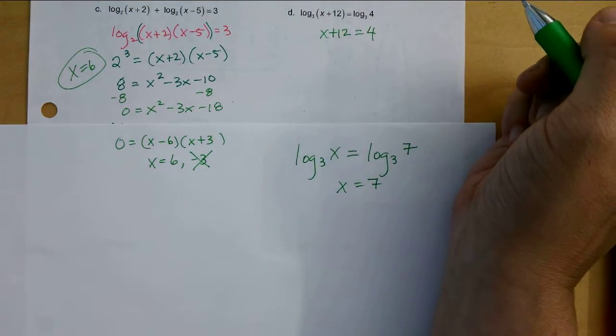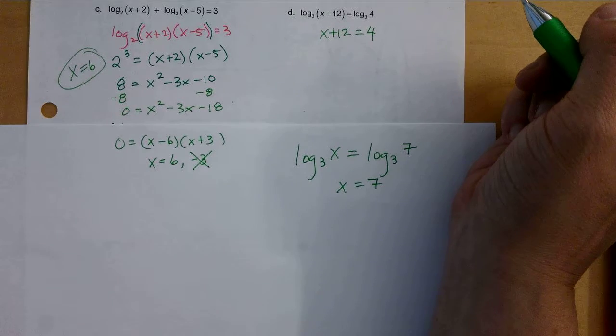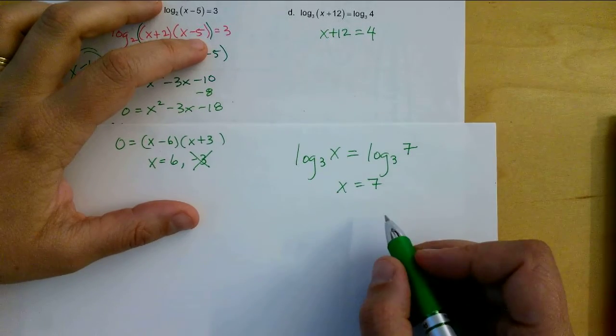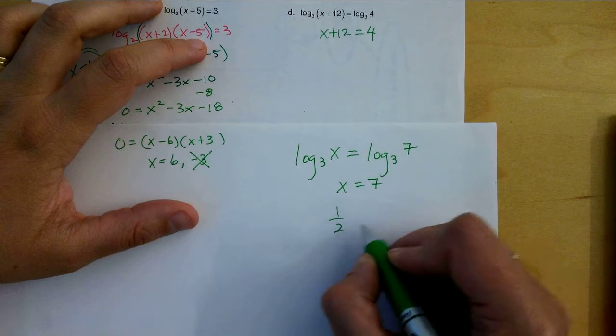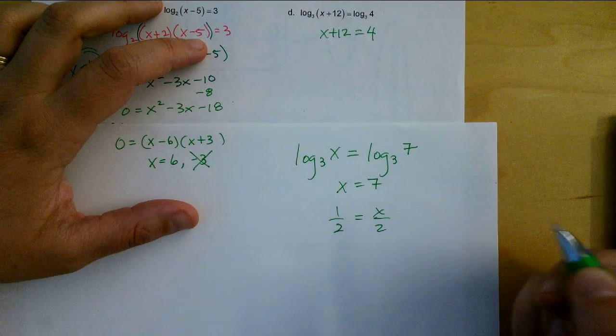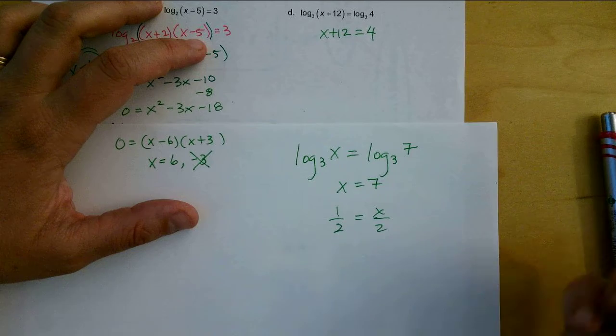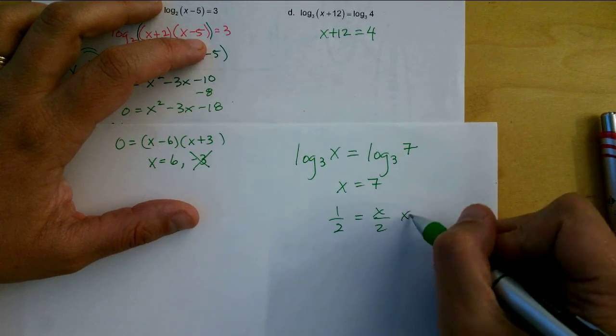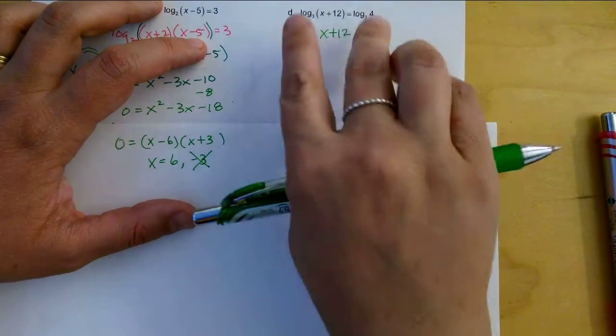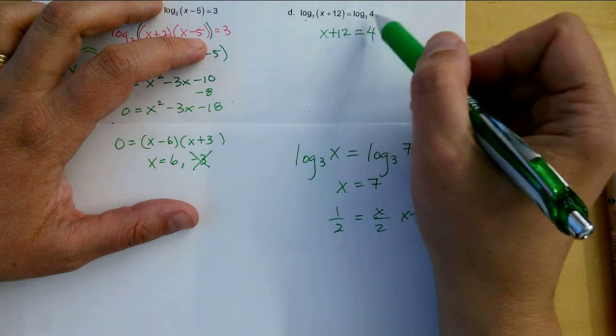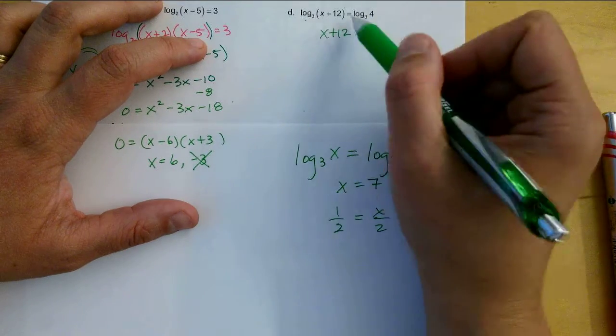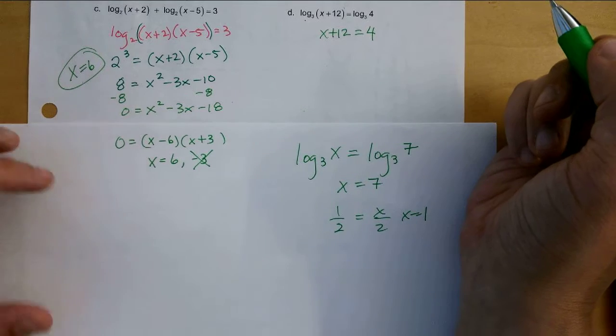I'm sure there's a much more complicated way that you could solve that, but essentially it's kind of like the same question we were talking about before. 1/2 equals x over 2. What does x have to be? It only has one option. And you see how the log base 3 of this is equal to log base 3 of this. Therefore, those two things have to be equal, right?